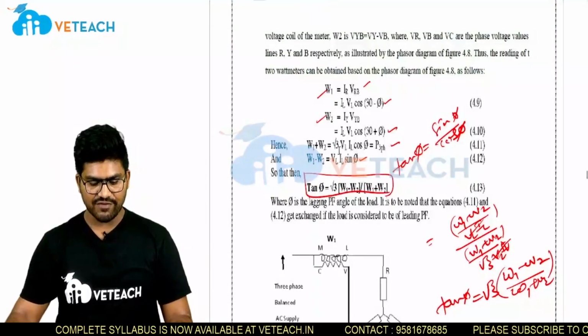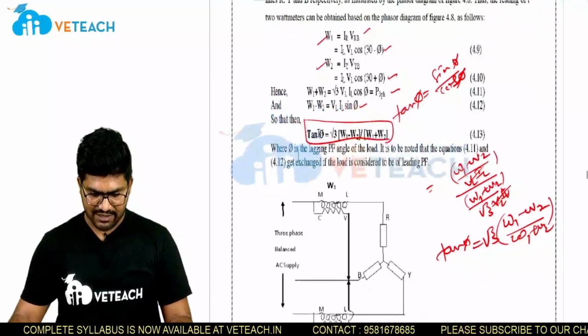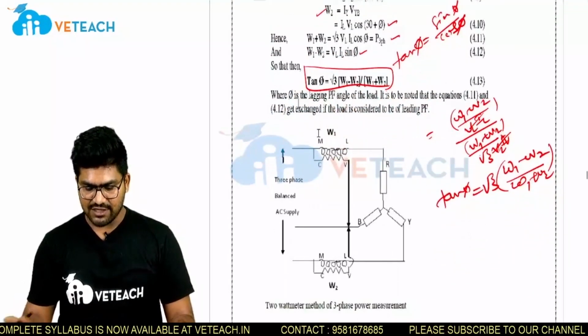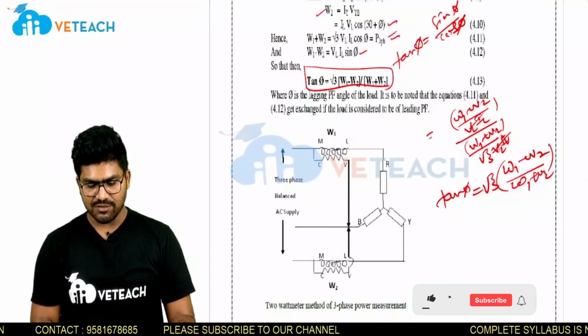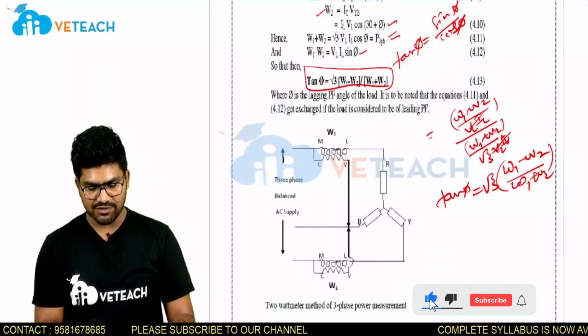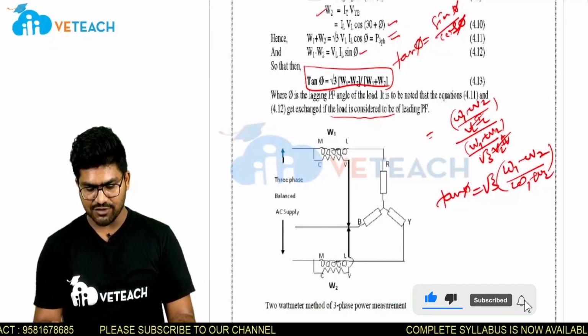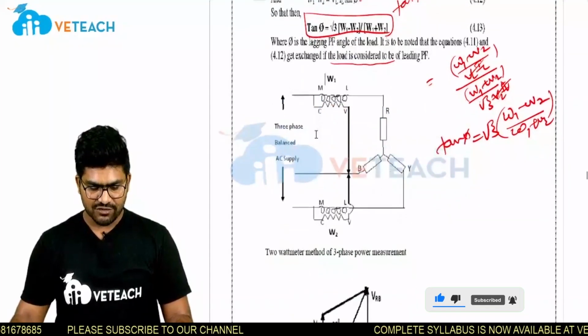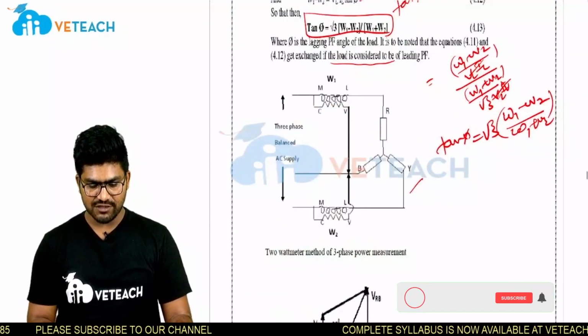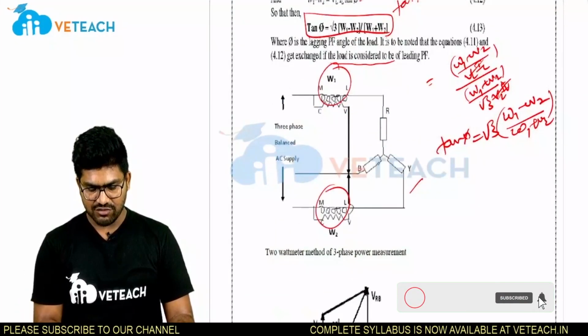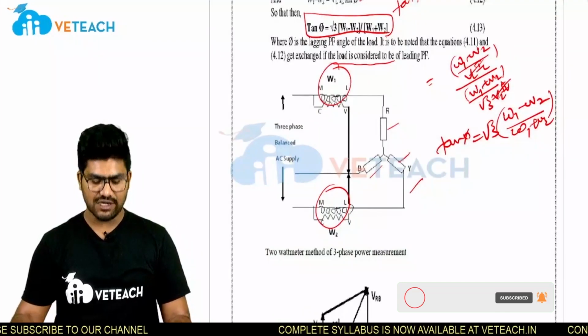So this is the tan phi formula, where phi is the lagging power factor angle, and it is noted that the equations for 3-phase W1 plus W2 and W1 minus W2 get exchanged if the load is considered to be a leading power factor. So this is the arrangement of the 2 wattmeter method: wattmeter 1, wattmeter 2, R phase, Y phase, B phase of a star connection.